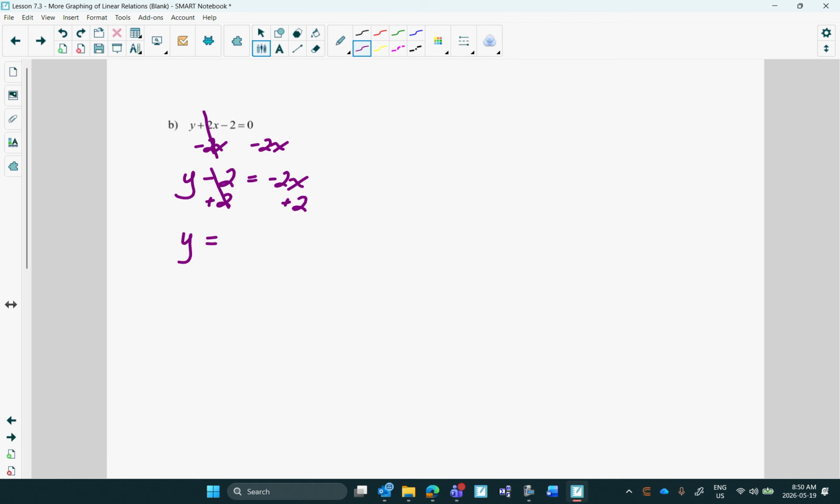This is a common mistake students will make. They'll try and combine these. They're not like terms. You can't combine them. Correct. I'll bet you one person will make that mistake.